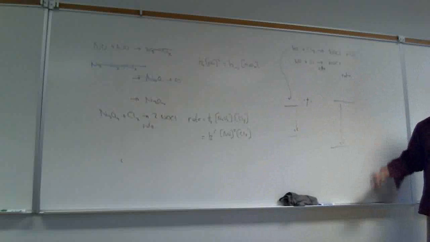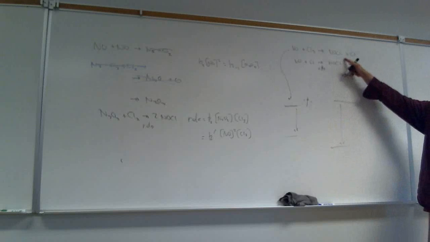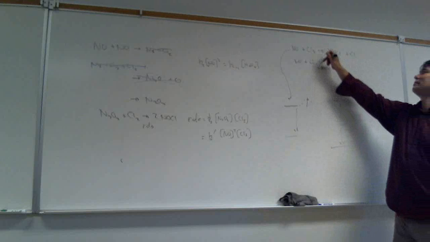But how do you get rid of the concentration of NOCl? How do you get rid of the concentration of NOCl? The solution manual assumes it's zero. Assumes the concentration of NOCl is close to zero, around roughly zero. They're saying the first step is fast reversible?